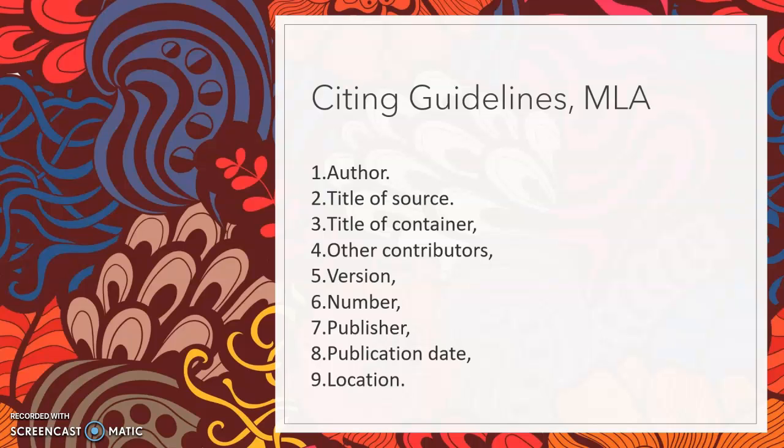Other contributors might also be something that we're interested in. That might be something that would be important to note. The version and the number are significant sometimes if you're looking at periodicals, which might come out in date order, for example, or have numbers. There's also a publisher and a publication date and the location of where it was published. All of that information would also be included, and sometimes we're looking at the publication of the container rather than the actual author's work, okay, if the material that you're citing is found in a container.